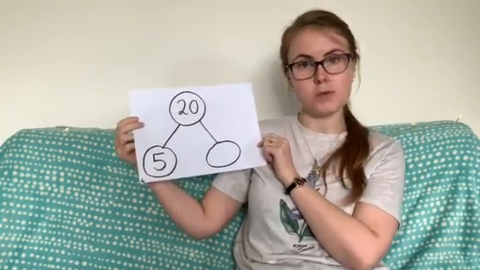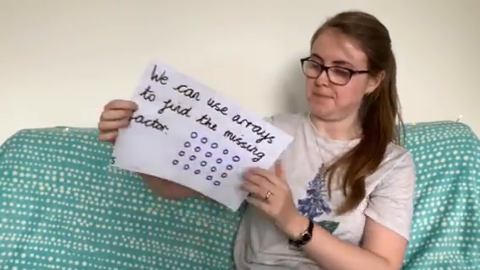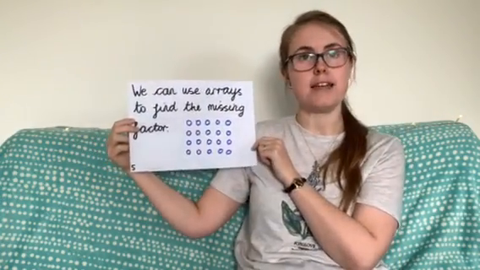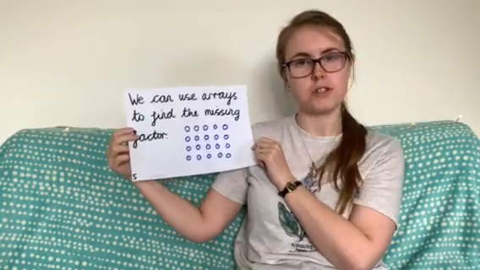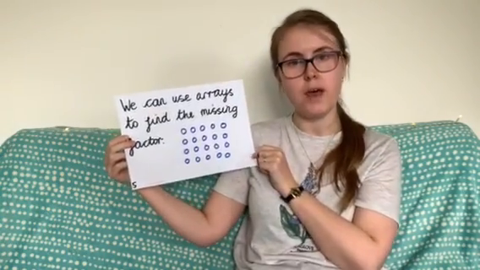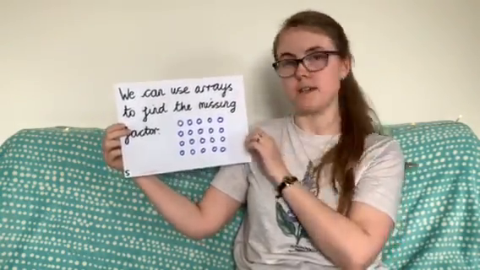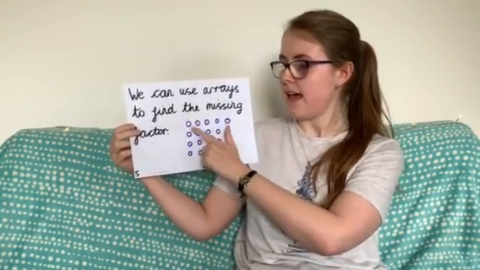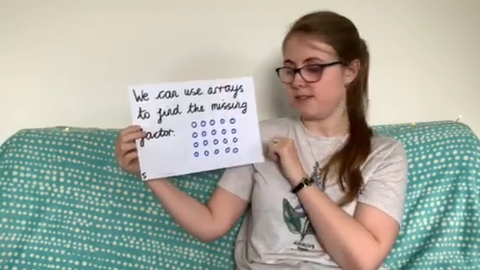Now to do this, we can use arrays. So I'm going to show you how I would work out the missing factor. So I've drawn my arrays here, and remember arrays are just equal rows of dots that help us to work out multiplication and division. Okay, so I've drawn my 20 dots, but because I know that 5 is a factor of 20, I've drawn 5 dots in each row, and I've counted carefully as I draw each dot until I get to 20.